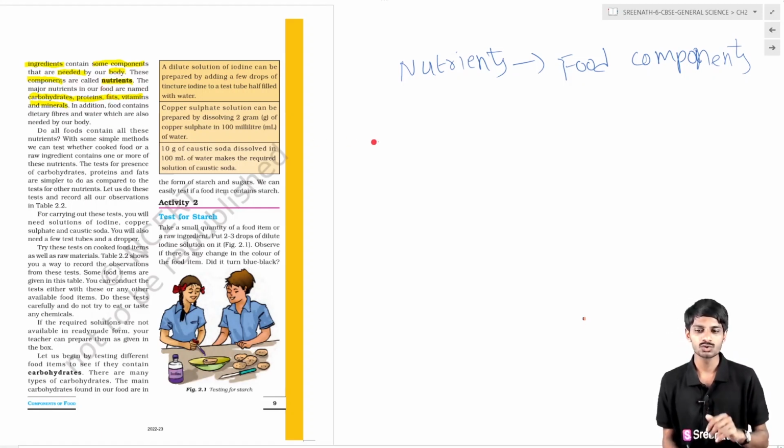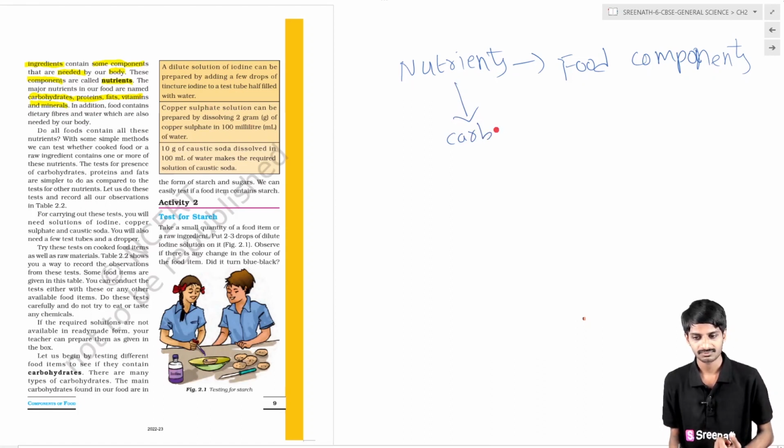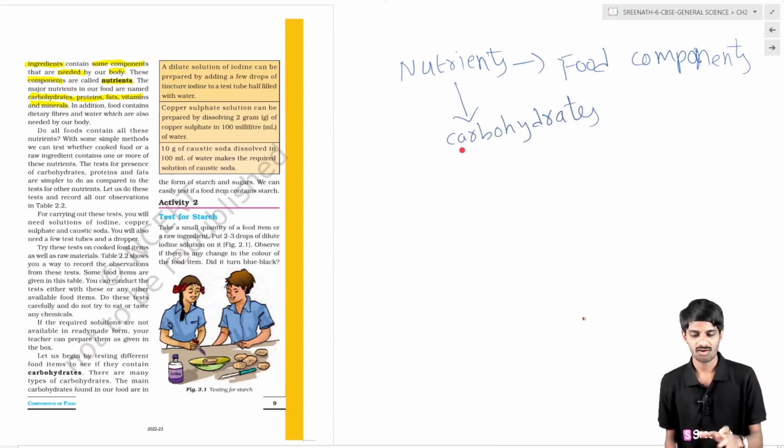The basic nutrients in our day-to-day life are carbohydrates. The basic nutrients in our food are carbohydrates. First one is carbohydrates, next one is proteins.